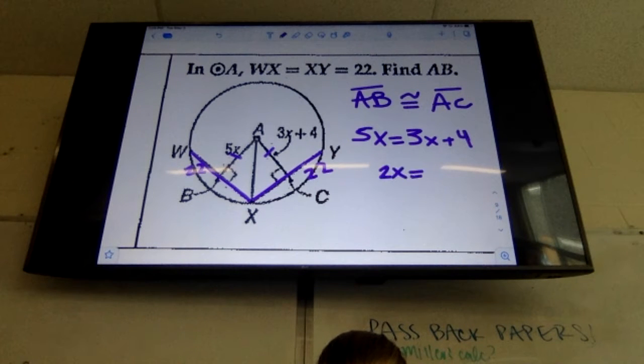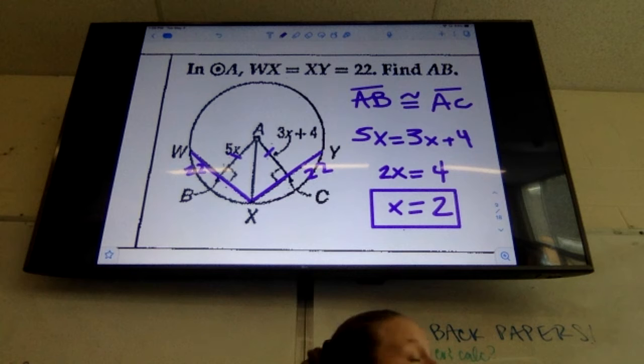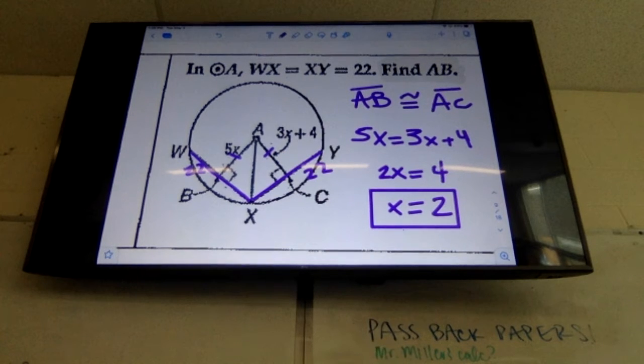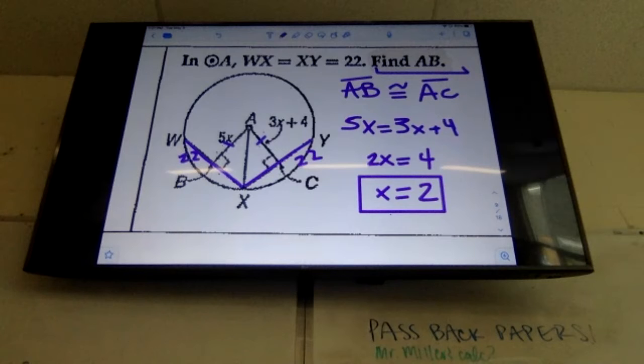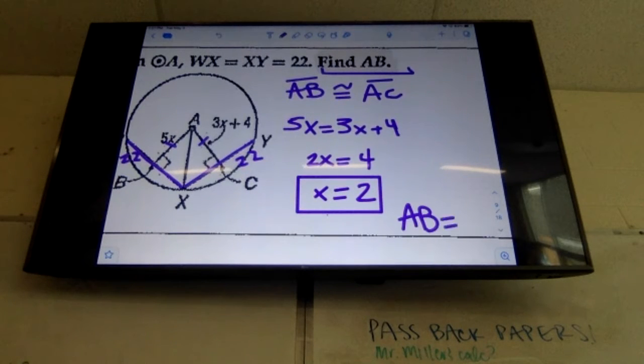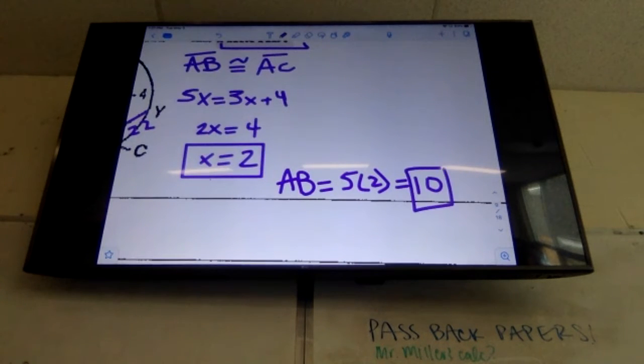2x equals 4, so x equals 2. Good, am I done? No, you have to find AB. This doesn't happen a lot, but every so often there's a multiple choice question that asks you to find something like AB, and we all find x and then we stop and don't plug it back in. So make sure to go back all the way and figure out what the goal actually is. So I'm going to do 5 times 2, and that's going to be 10. So my final answer here is 10.